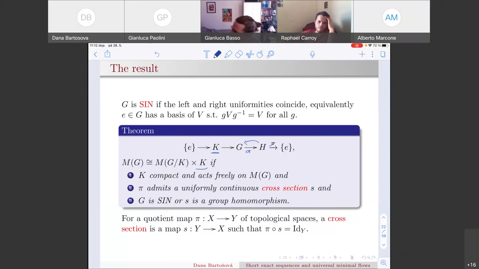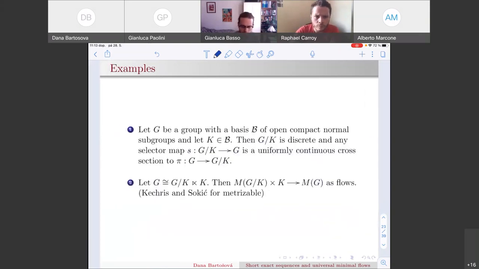Okay, so we would like to, of course, remove some of these conditions, but for now, this is what it is. This uniform continuity, one cannot really think that you can remove it, but maybe you can just look at slightly different ways of splitting. Okay, so some examples.